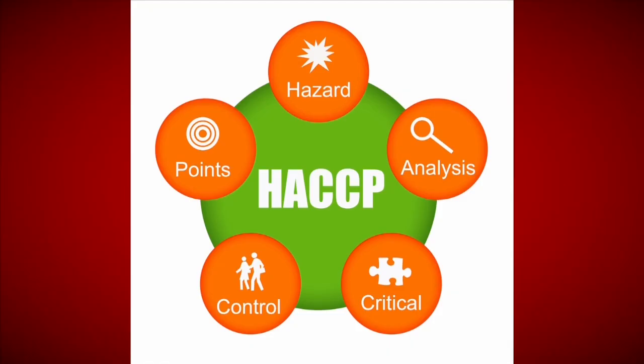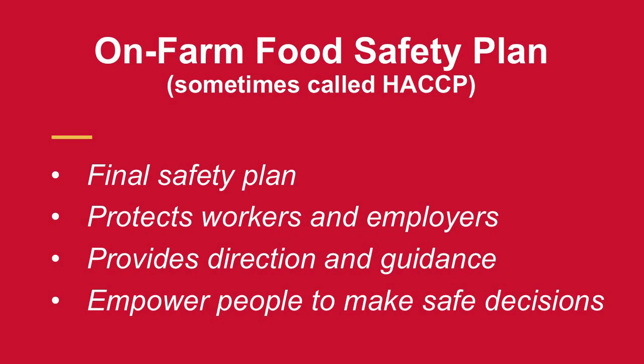The final step is the Hazard Analysis and Critical Control Points, or HACCP plan. This is the final, completed safety plan that addresses any potential hazards in all areas of produce production.